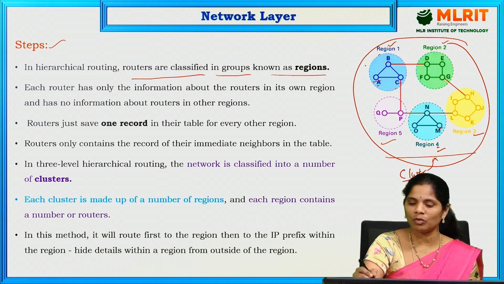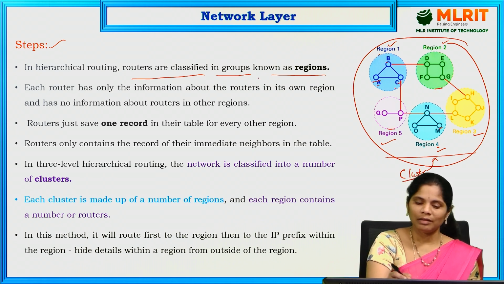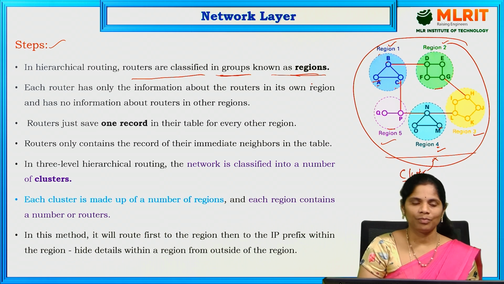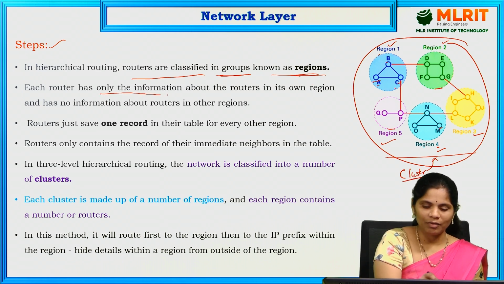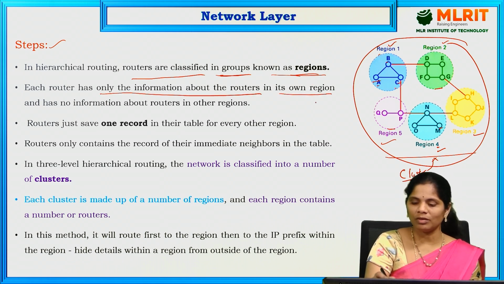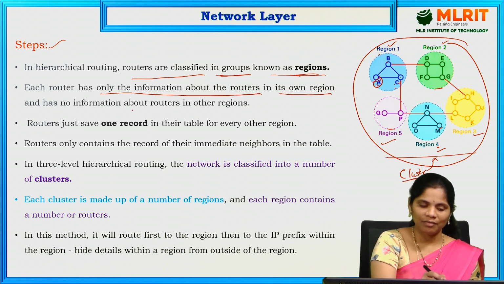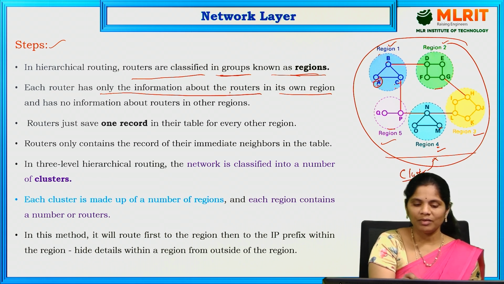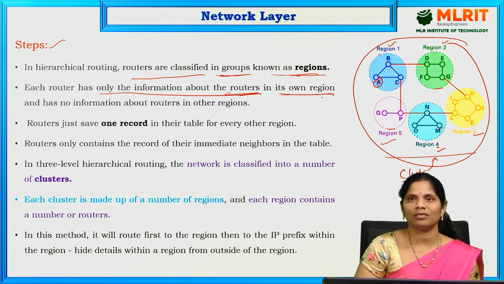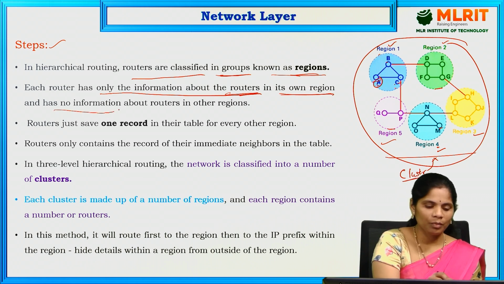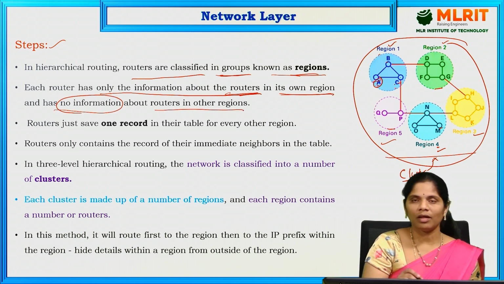Here this is one group, this is another group, this is another group. It is going to be divided. These groups are nothing but the regions. Each router has only the information about the routers in its own region. Means A knows about B and C, and C knows about A and B, but C doesn't know about K. Each and every router knows only the information about the routers in its own region and has no information about the routers in the other regions.